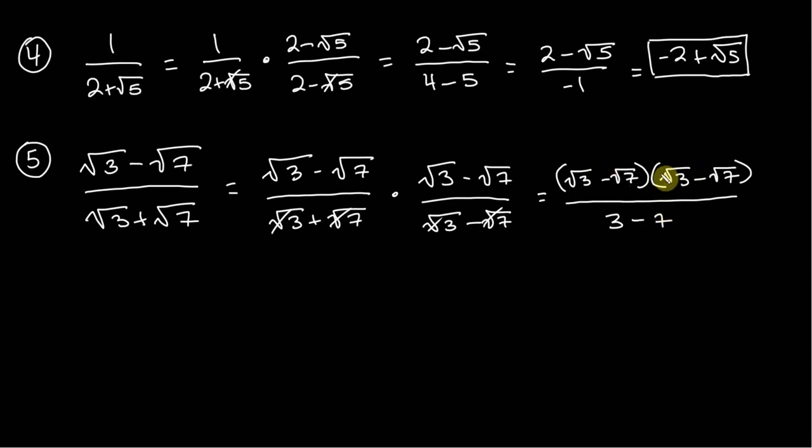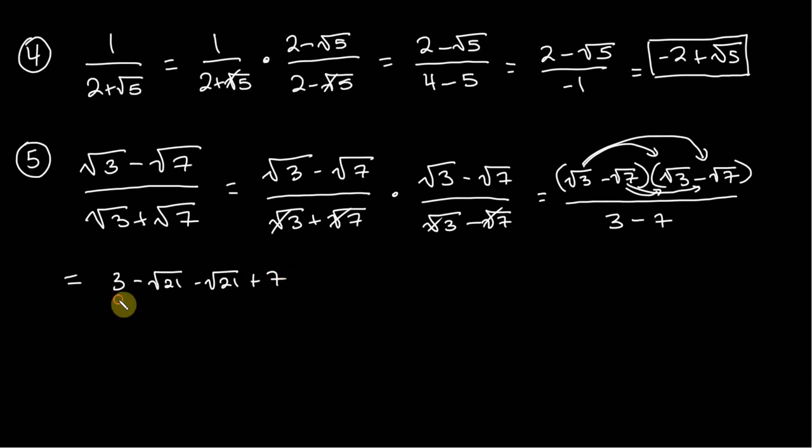And then up here we can still simplify all of this. You can think of the FOIL method if you wish, right? It's just the distributive property. That's how I like to think about it. So root 3 times root 3, that's just going to leave us with 3. Root 3 times negative root 7 is minus root 21, right? 7 times 3 is 21. Likewise, negative root 7 times 3 is minus root 21. And negative root 7 times negative root 7 is just going to be plus 7.